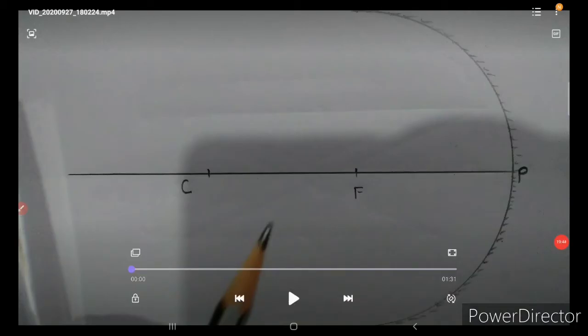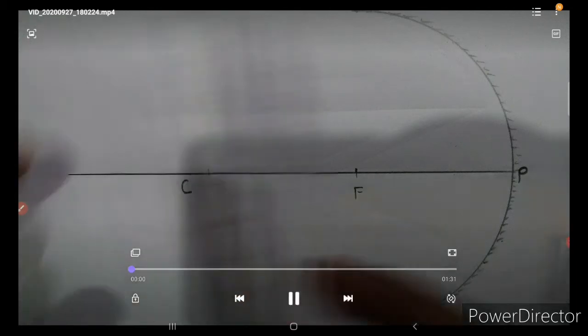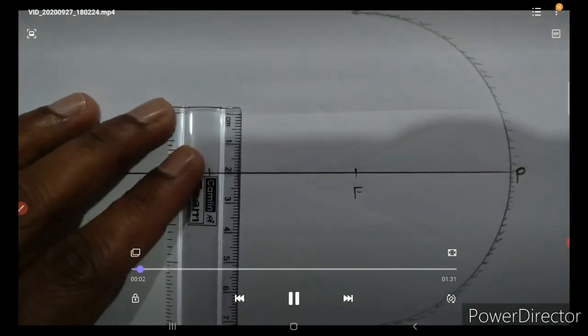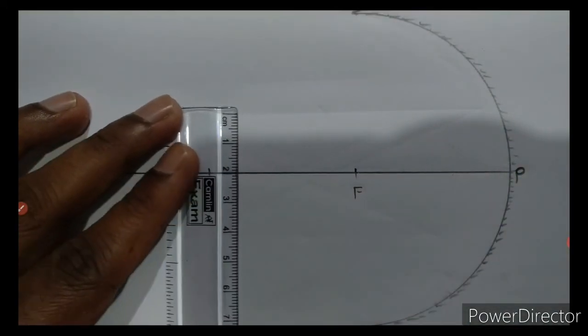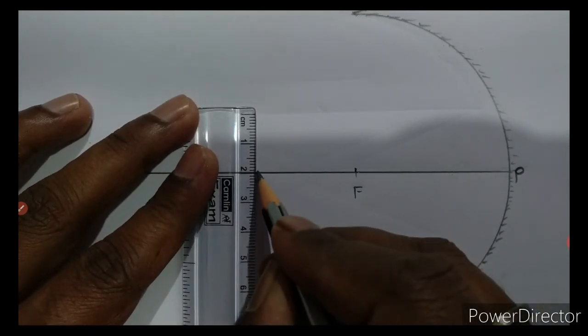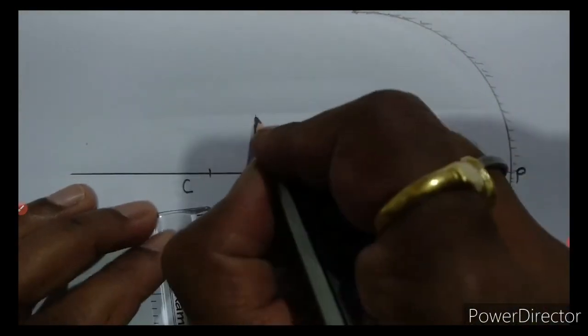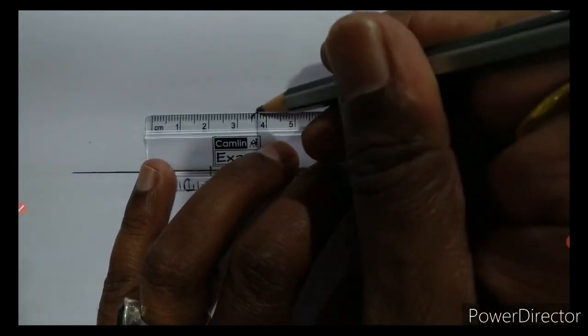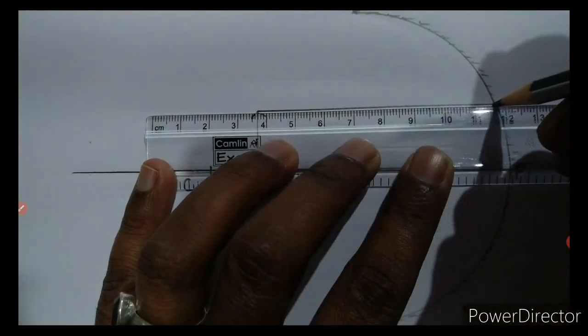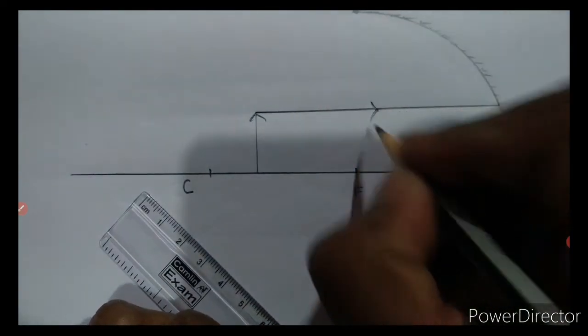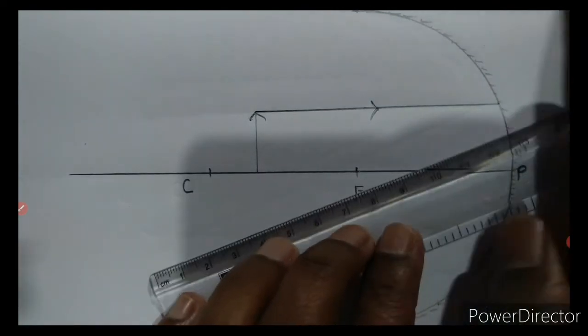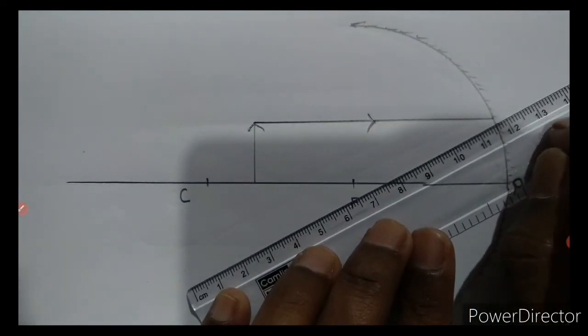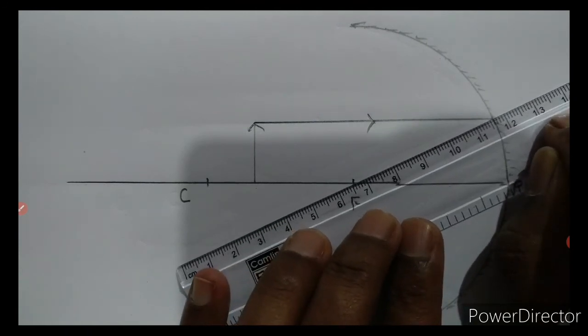So my initial structure is ready with the center of curvature, focus and pole each separated by 5 centimeters like before. So I am trying to put one object between the center of curvature and the focus. Again I am taking 2 centimeters, so this will act as my object, and the first rule, any ray parallel to the principal axis, after reflection should pass through the focus.